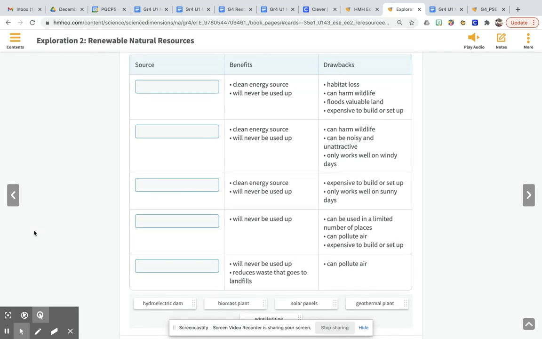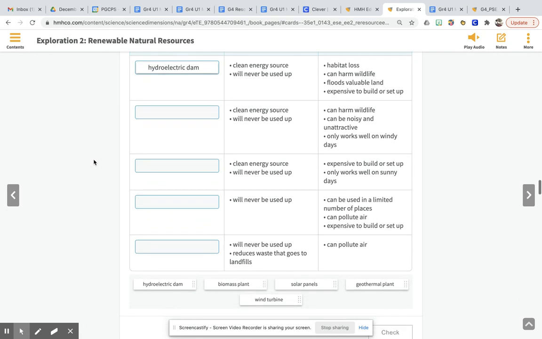All right, guys, so let's check our answers. So the first one, the benefits were clean energy source, will never be used up. The drawbacks were habitat loss, can harm wildlife, floods valuable land, and expensive to build or set up. The correct answer here is hydroelectric dams. Our next one says clean energy source, will never be used up, can harm wildlife, can be noisy and unattractive, and only works well on days when there's wind.